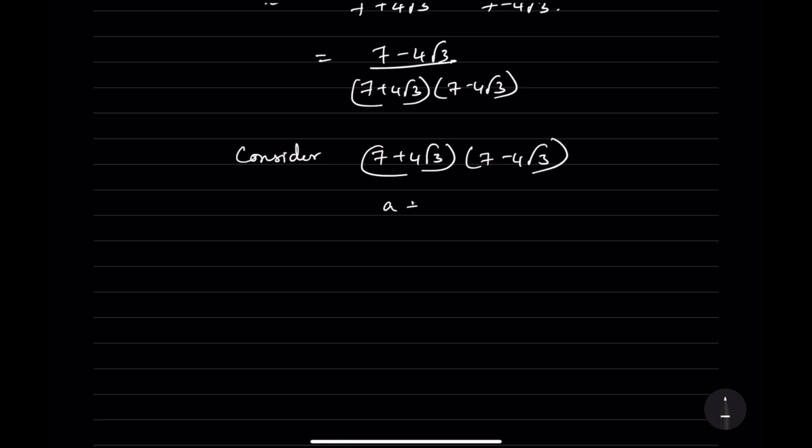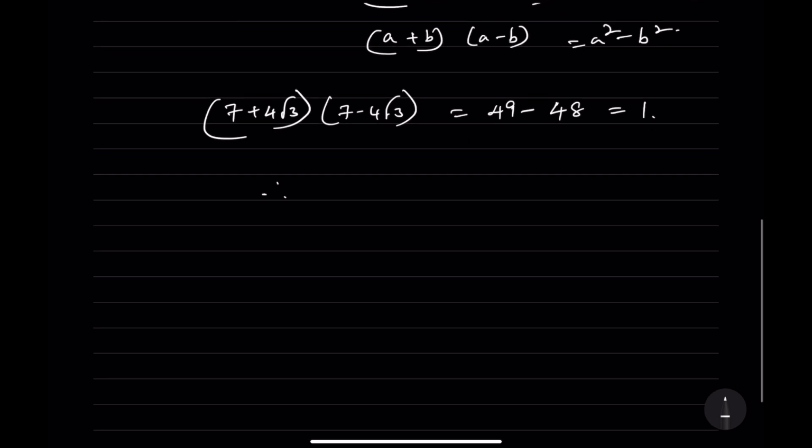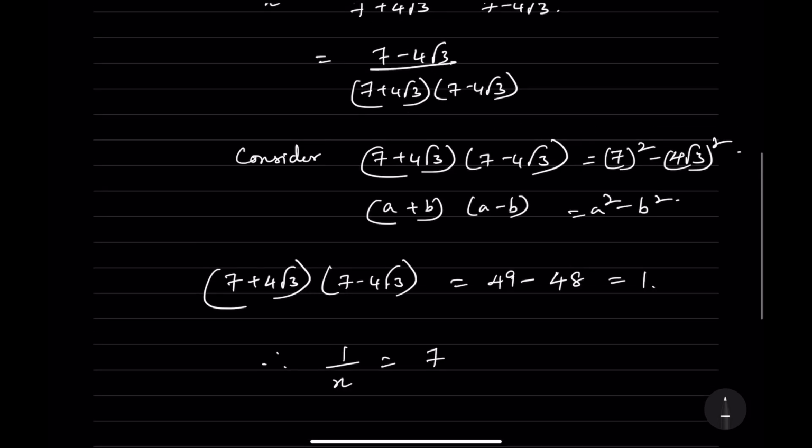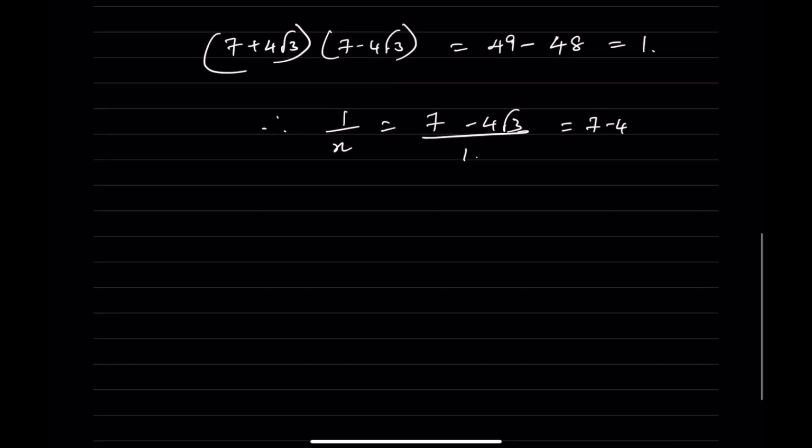Consider 7 plus 4 root 3 into 7 minus 4 root 3. This is of the form a plus b into a minus b, which is equal to a square minus b square. So here you will get 7 whole square minus 4 root 3 whole square. So 7 plus 4 root 3 into 7 minus 4 root 3 is equal to 49 minus 4 into 16, 16 threes are 48, which is equal to 1. Therefore 1 by x is equal to 7 minus 4 root 3 divided by 1, which is equal to 7 minus 4 root 3.